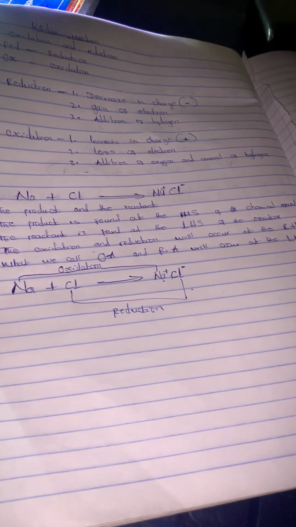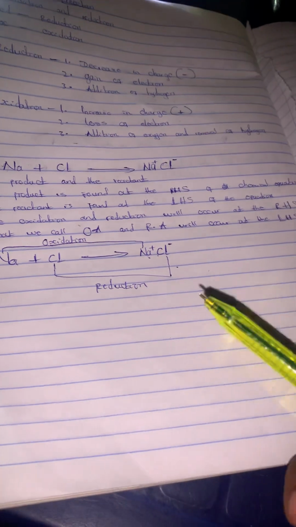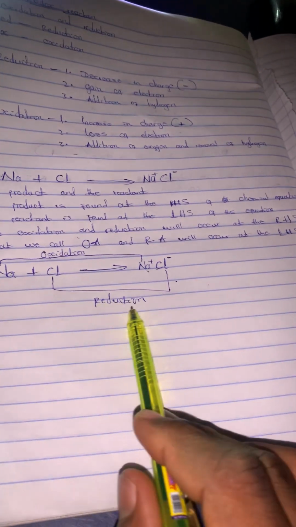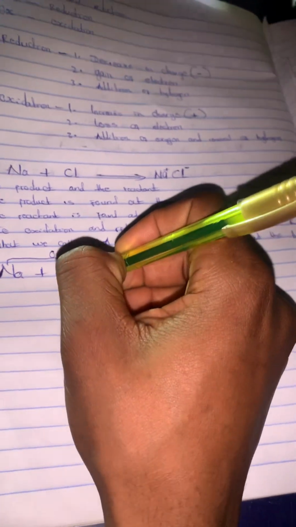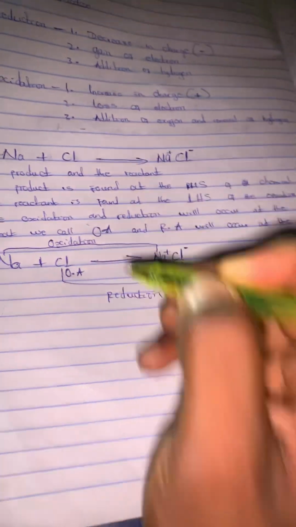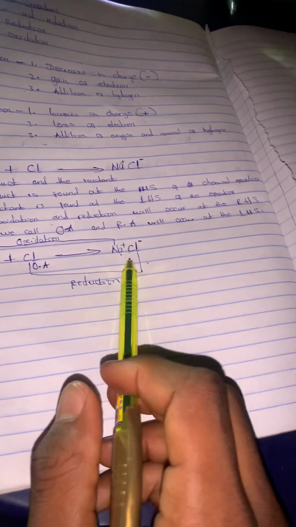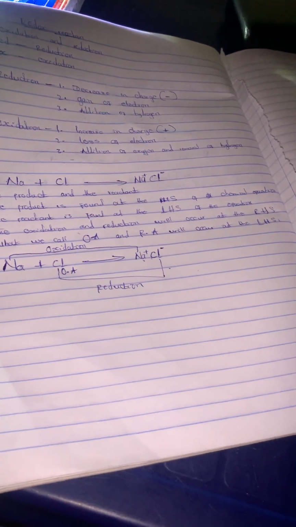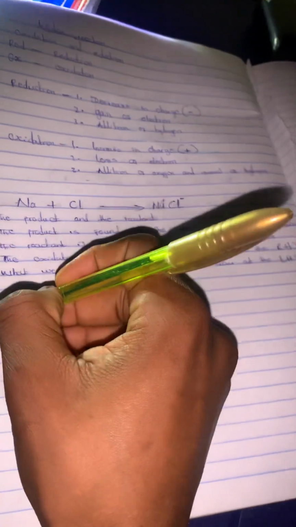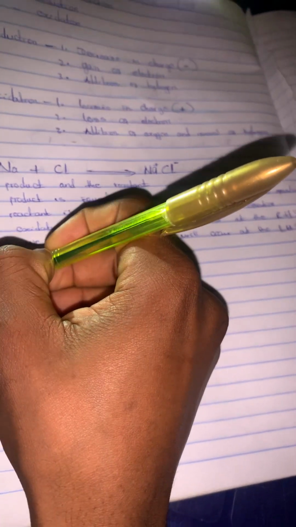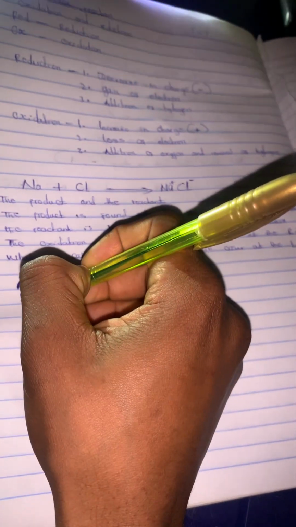Now, remember what I said, that we have what we call oxidizing and reducing agents. And I said that oxidizing agent is the one that undergoes reduction. So chlorine is the one undergoing reduction. So therefore, it is our oxidizing agent. Sodium is the one undergoing oxidation. Therefore, it is our reducing agent.